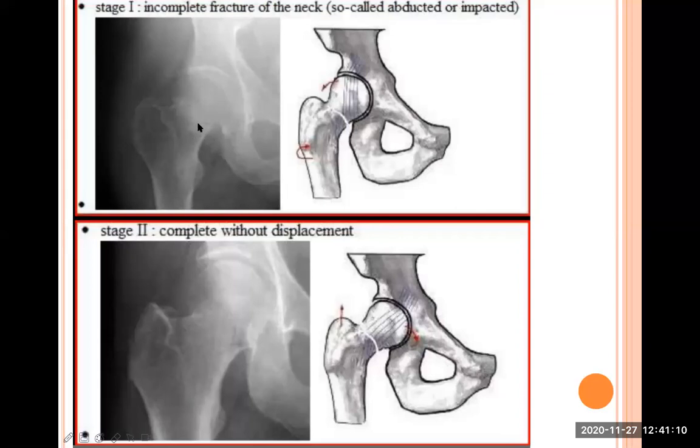You have already seen this type of X-ray before. Need to see very carefully for the fracture line here. And the neck of the femur also looks a bit shorter than before. So abducted or impacted fracture, Garden 1. Garden 2, complete without displacement. No displacement. They are still in a straight line. There's no shifting. This is the X-ray.